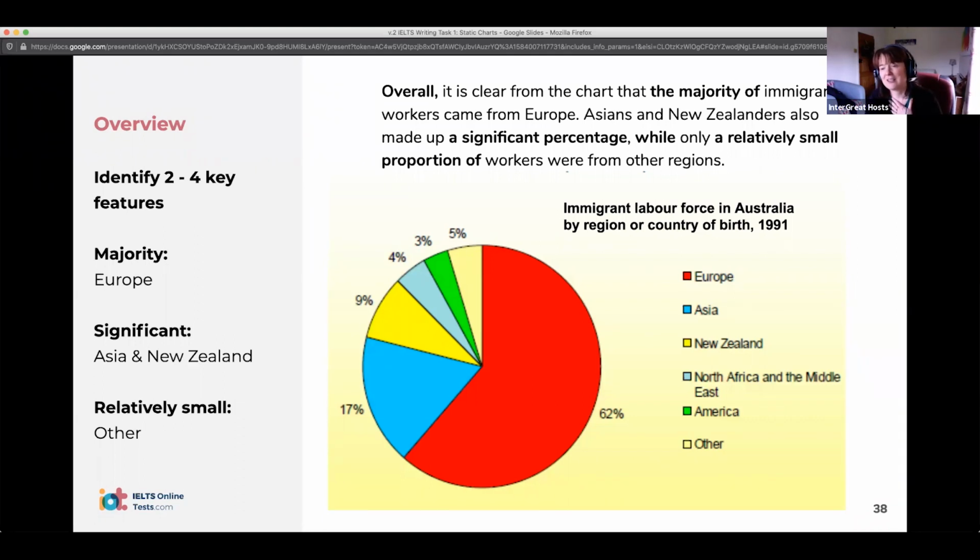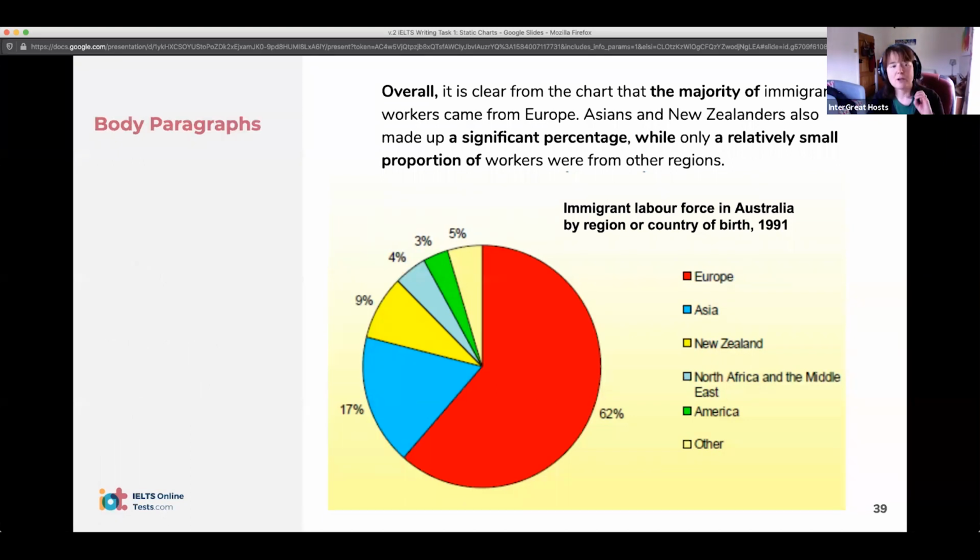Okay, so that's your overview. So we can see there's no figures here, there's no details. Yes, and we're using the past tense because we're referring to 1991. So everything's going to be in the past tense, okay? So now we're going to move on to the body paragraphs.